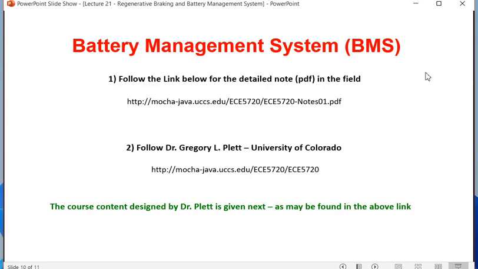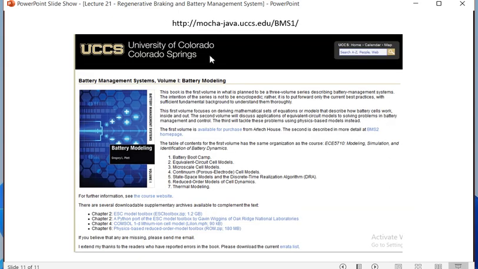After this slide on regenerative braking, we are now going to the battery management system. For the battery management system, there are 2 links you have to follow. The second link is by Dr. Gregory L. Plett, University of Colorado. You will find a huge amount of material on his site. Please follow this: mocha-java.uccs.edu/BMS1. This site is still active. Today in 2023 only I have checked. Today itself, 31st May 2023, I have checked this site. This page you will be able to find.